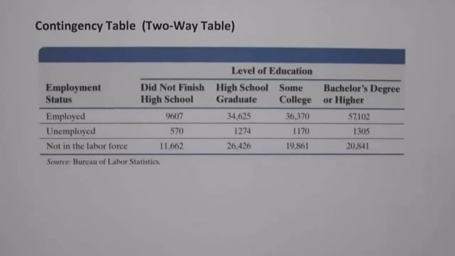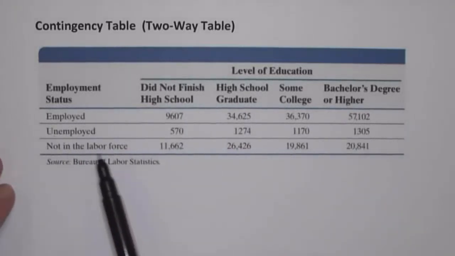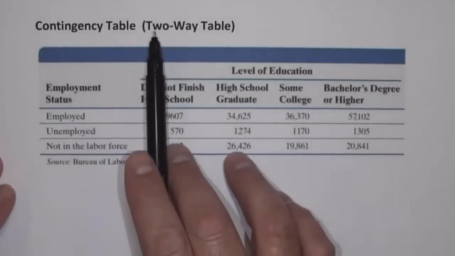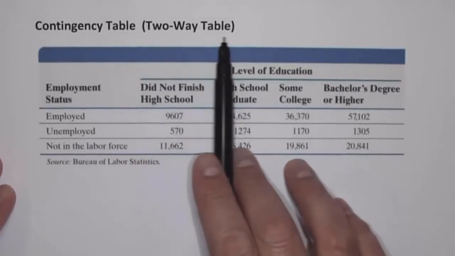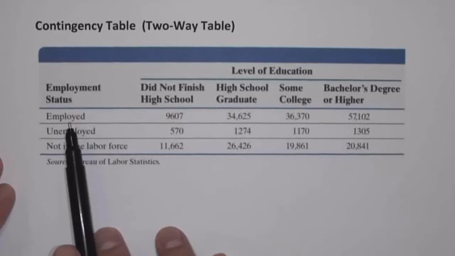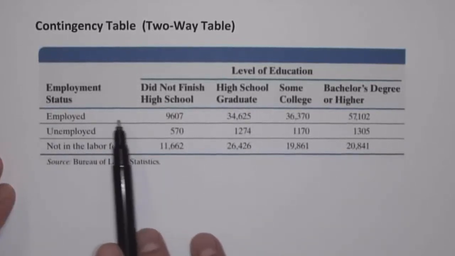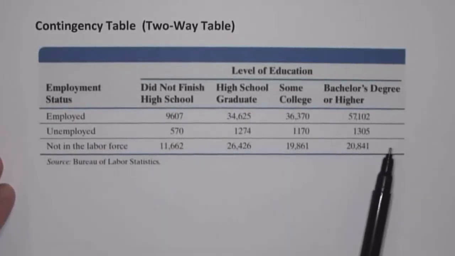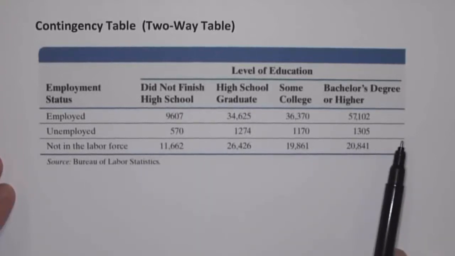In this video, we're going to look at contingency tables and marginal distributions. In this particular example, we have a contingency table, and sometimes a contingency table is called a two-way table because a contingency table or a two-way table has two variables. It has a row variable and a column variable that's showing information.